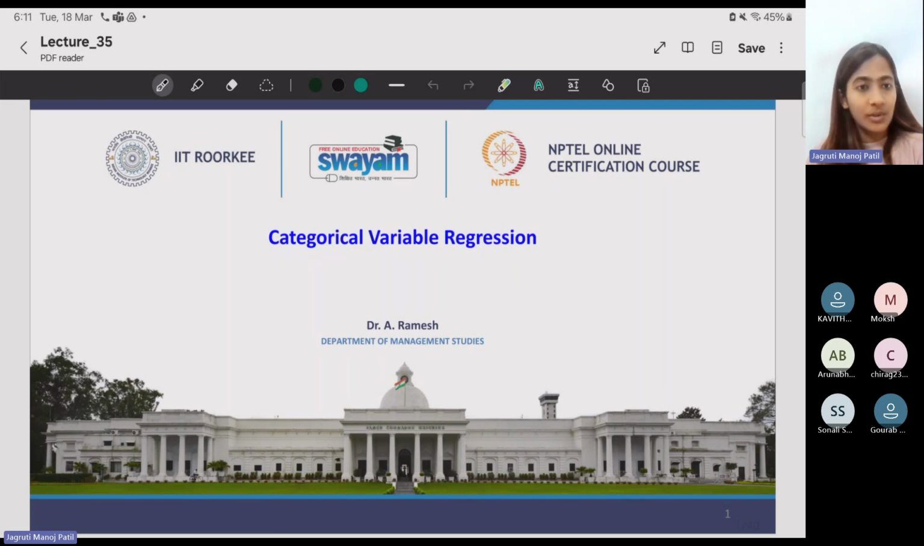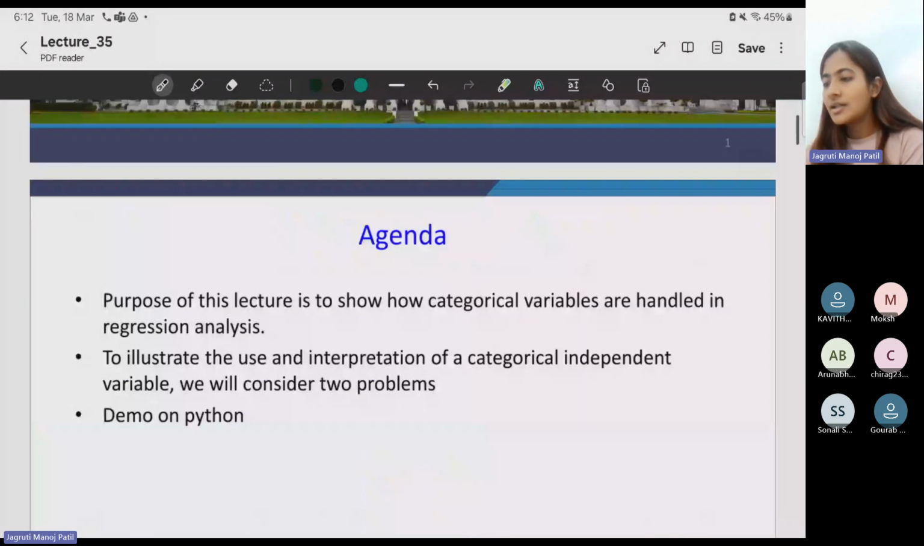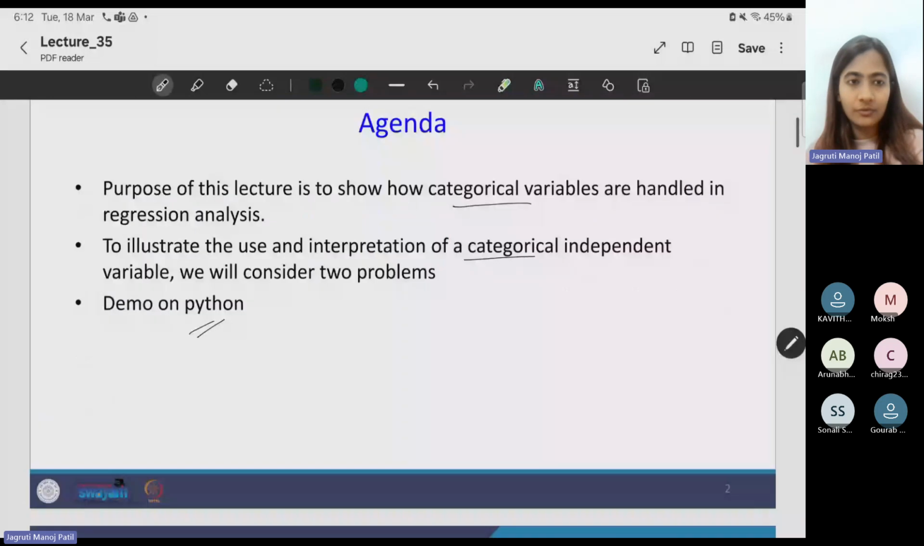As in schools, we previously had different divisions, right? Based on these divisions, we were doing things like people in A class, people in B class, things like that. This categorical variable regression will now help us do the regression analysis with respect to a particular variable that we're looking at. The agenda for this lecture is to see how to handle these variables while doing the regression analysis, to illustrate the use and interpretation of these variables, and a demo on Python for the same.